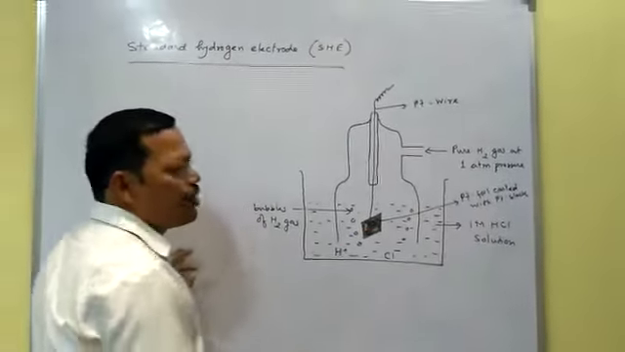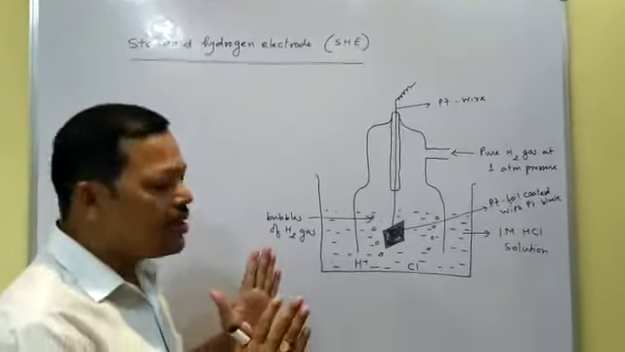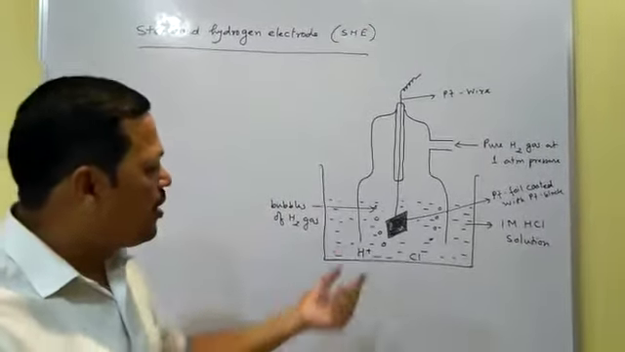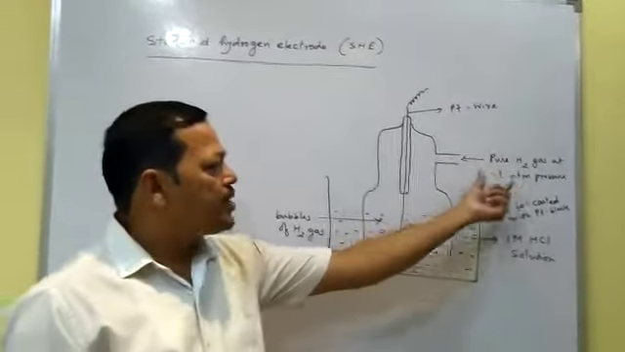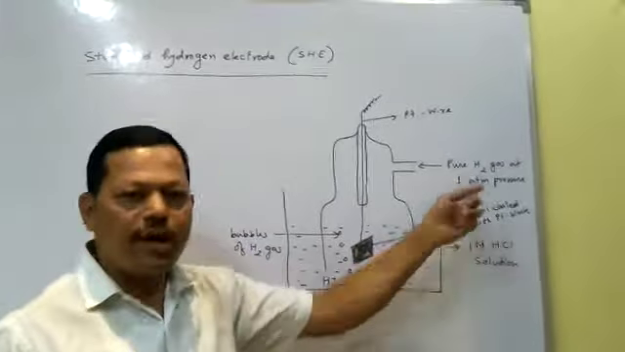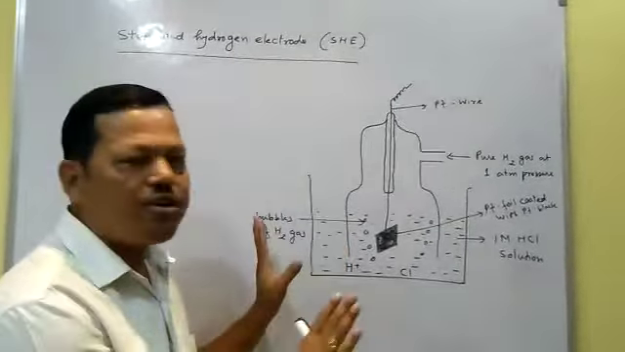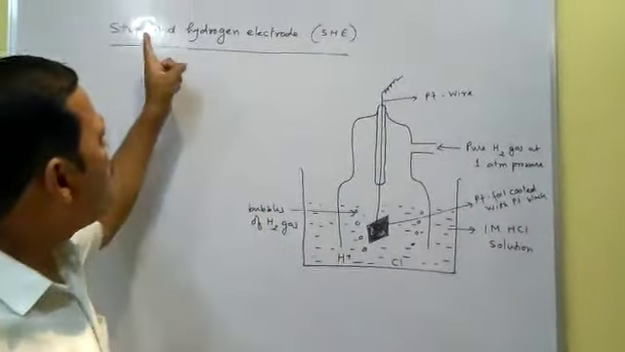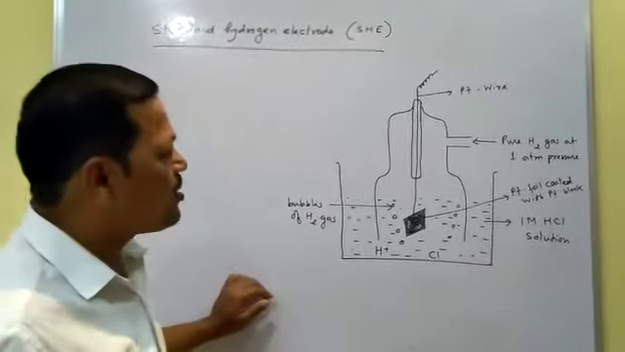at 1 atmosphere pressure. Now here we are using some standard conditions: the concentration of the solution is 1 molar, the pressure of the gas we have supplied is exactly 1 atmosphere, and the temperature is 298 Kelvin. So standard conditions are maintained, and that is why it is called the standard hydrogen electrode. So this is about the construction.